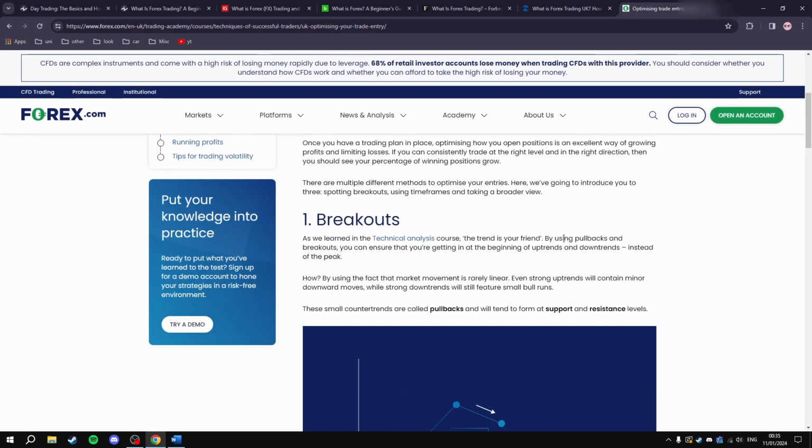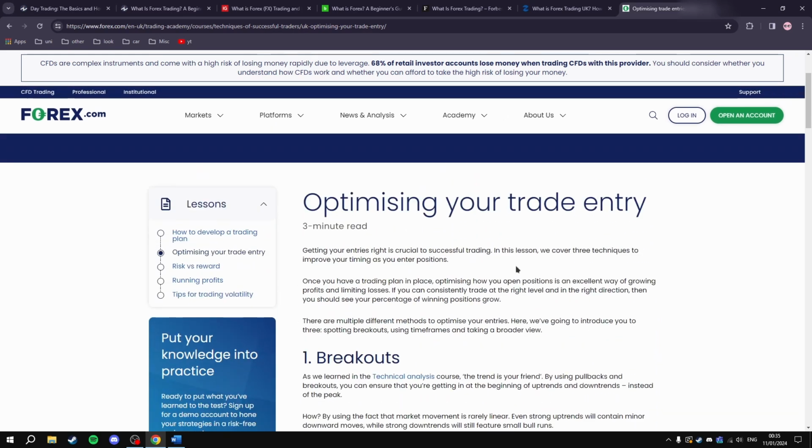So, what is this called? This is called optimizing trade entry.